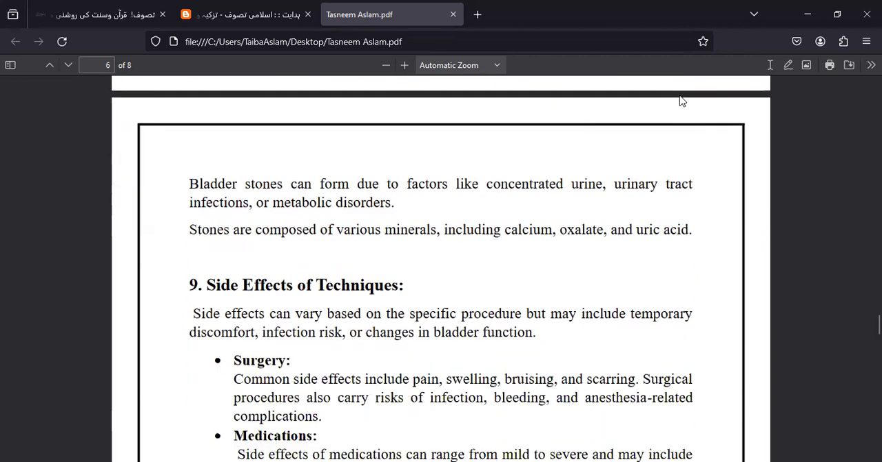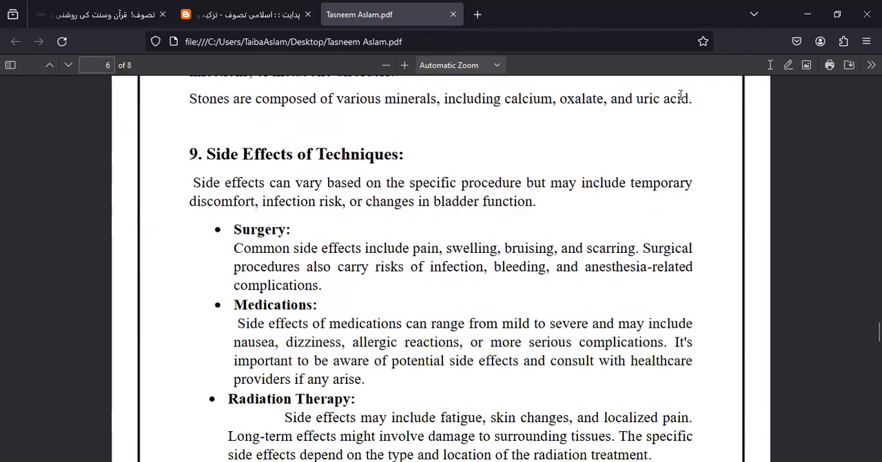Next, I will discuss side effects of techniques. Side effects can vary based on specific procedures but may include temporary discomfort, infection risk, or changes in blood function. The first one is surgery. Common side effects include pain, swelling, bruising, and scarring. Surgical procedures also carry risk of infections, bleeding, and anesthesia-related complications.